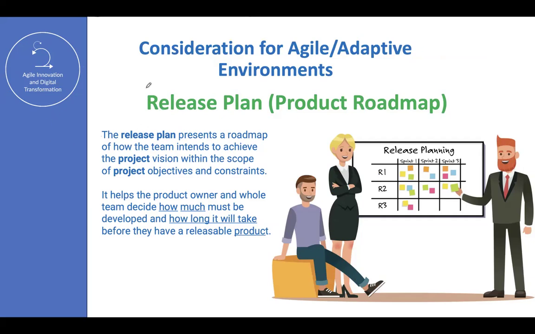That's why, and I explained that last week, in agility there is a very popular name that we can use. Instead of calendar or Gantt chart, it's release plan. It's absolutely an agile terminology, release. And also product roadmap, which is very popular in agile. The release plan presents a roadmap, which is a schedule, but in agile terminology, of how the team intends to achieve the vision of the project within the scope of project objectives and constraints.